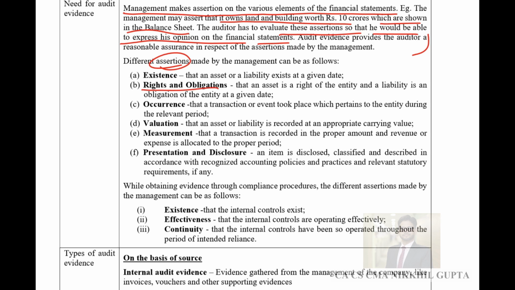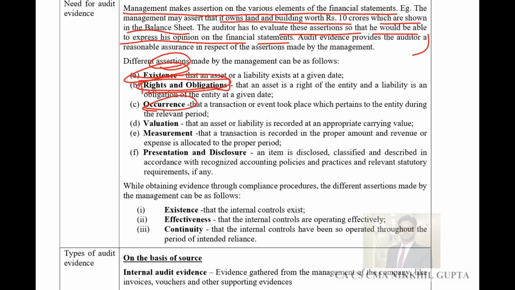Second is rights and obligations. So management will first of all claim and then prove that I don't only have physical possession of the assets, I also have the legal title or the right on the assets. So the second thing which management should prove is rights and obligations on the assets and liabilities. First is existence, that the assets and liabilities do exist at the time of balance sheet. Second is their right and obligation is on the management, on the company. This is also to be proved.